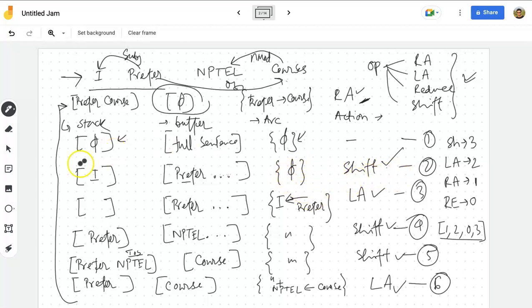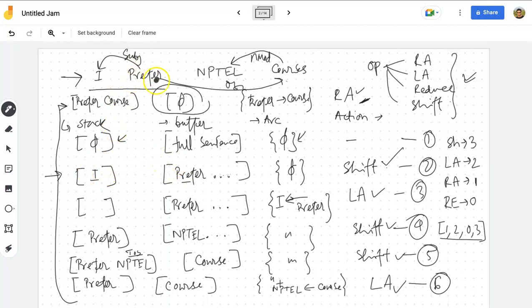Now in the next step, you are here. So now let's check. From the top of your stack and the top of your buffer, is there any relation between them?